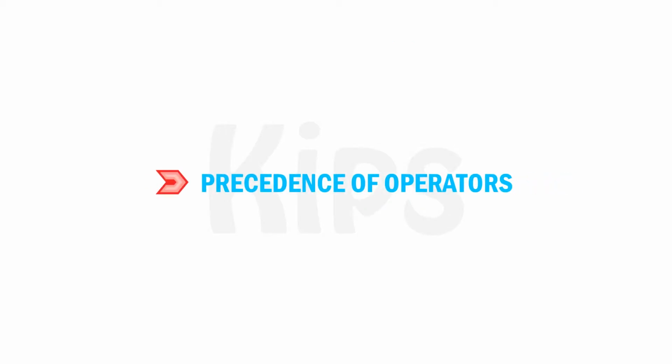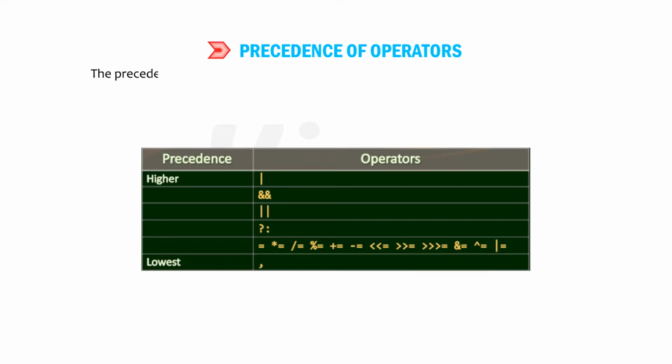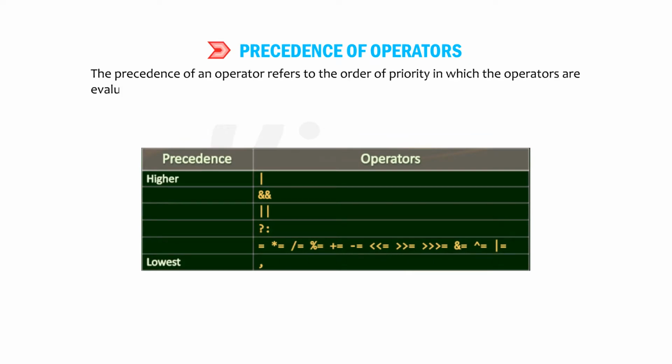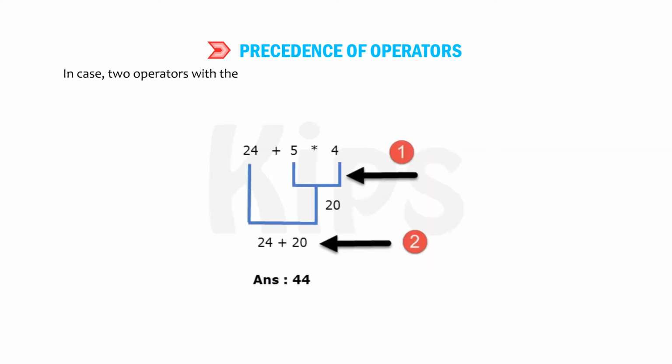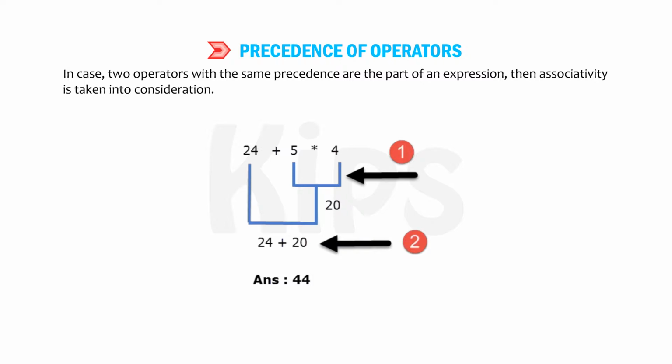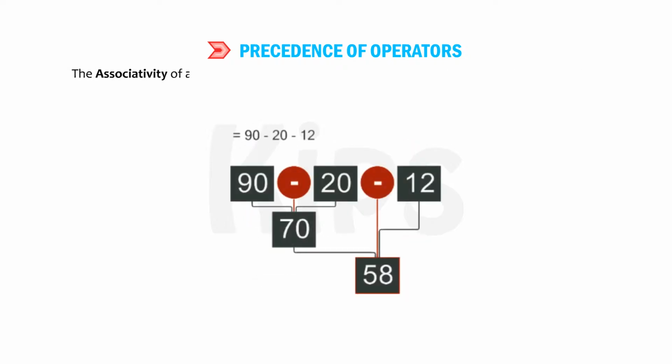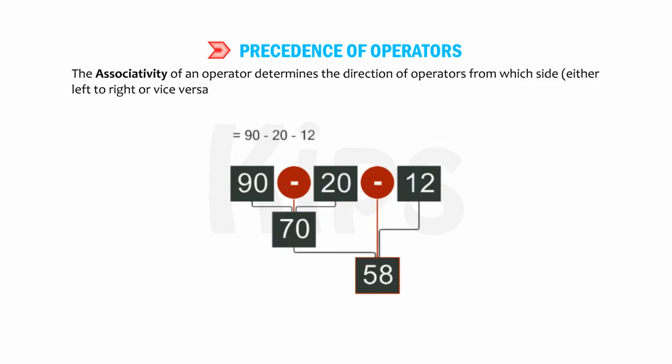Students, let us learn about precedence of operators. The precedence of an operator refers to the order of priority in which the operators are evaluated in an expression. In case two operators with the same precedence are part of an expression, then associativity is taken into consideration. The associativity of an operator determines the direction, from which side, either left to right or vice versa, the expression should be resolved.